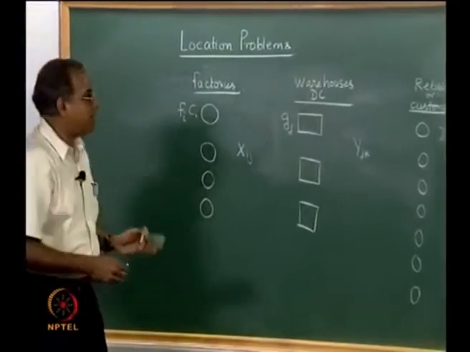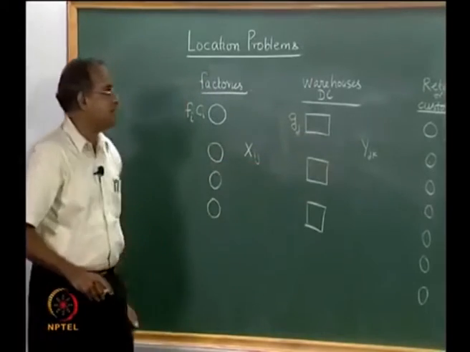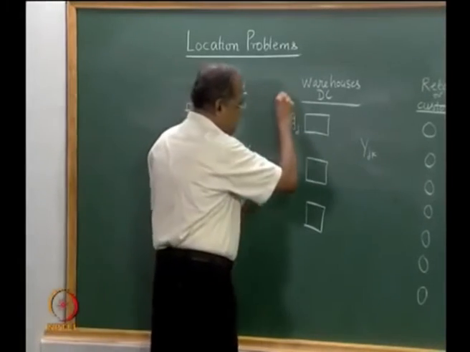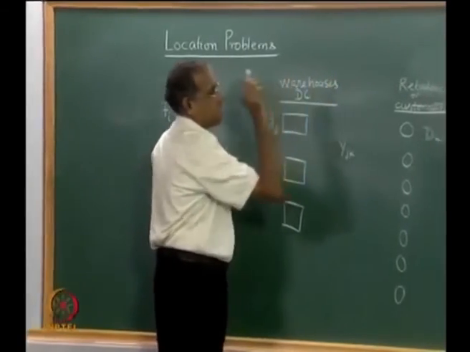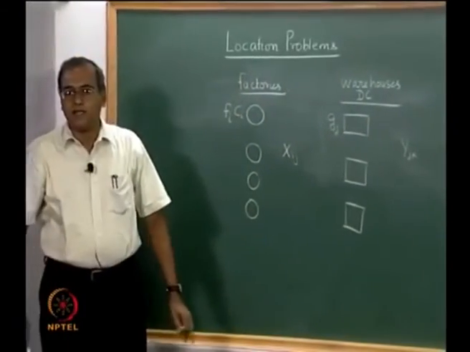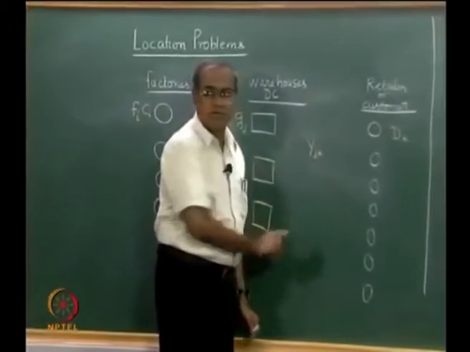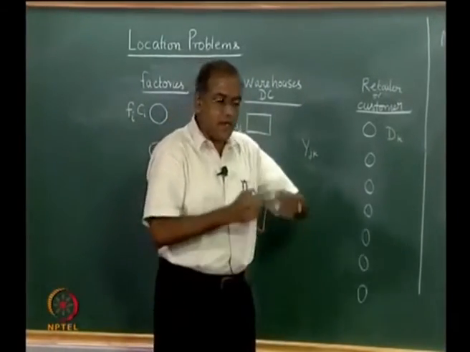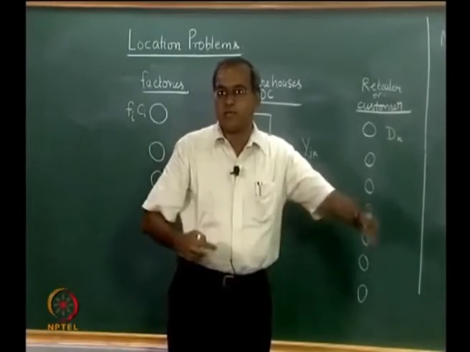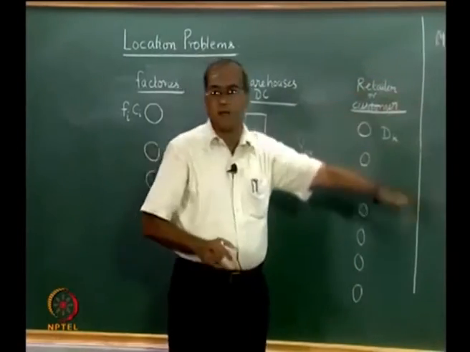Now, one can expand it by including one more level in between, which could be factories, warehouses separately, distribution centers as well as retailer, and the location will be restricted to factories, warehouses and distribution centers. So, depending on how many levels are there in the supply chain, the formulation can get bigger and bigger.